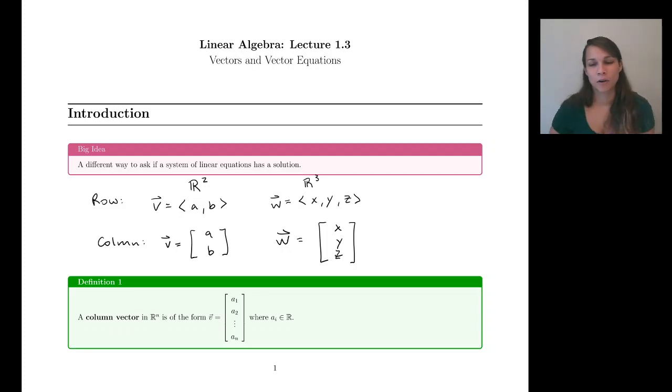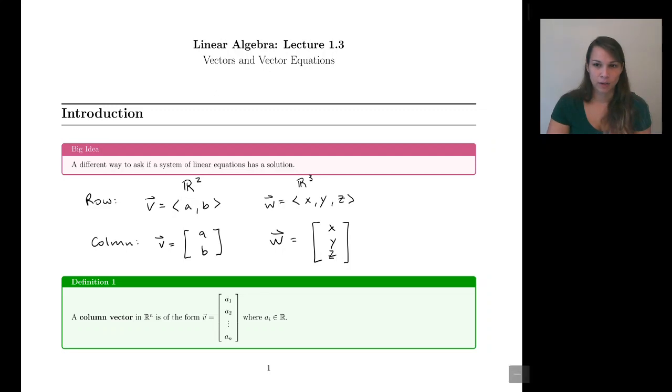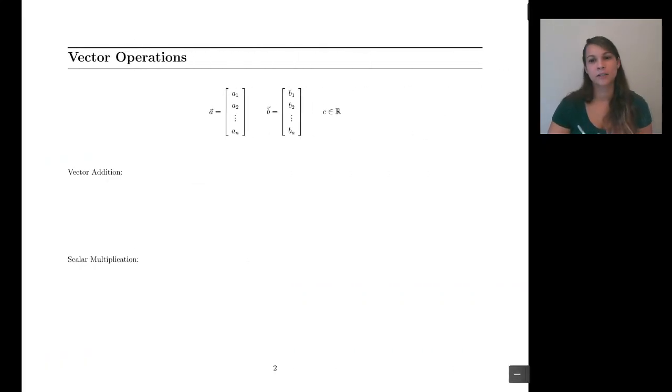And then I've got a fancy definition for you for a column vector in Rn. It has the form starting up at the top and moving down to the bottom instead of left and right, where all of the entries are real. They're just normal numbers.